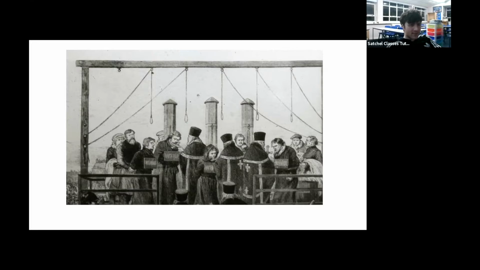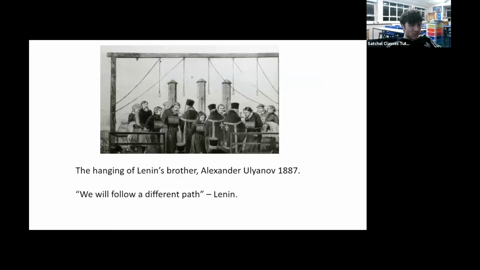But there is a twist to this one. This is actually the hanging of Lenin's brother. So Lenin, from our keywords, the leader of the Bolsheviks, Alexander Ulyanov, Lenin's brother, being hanged in 1887. So a little bit before where we're looking at in today's lesson under Tsar Alexander III.